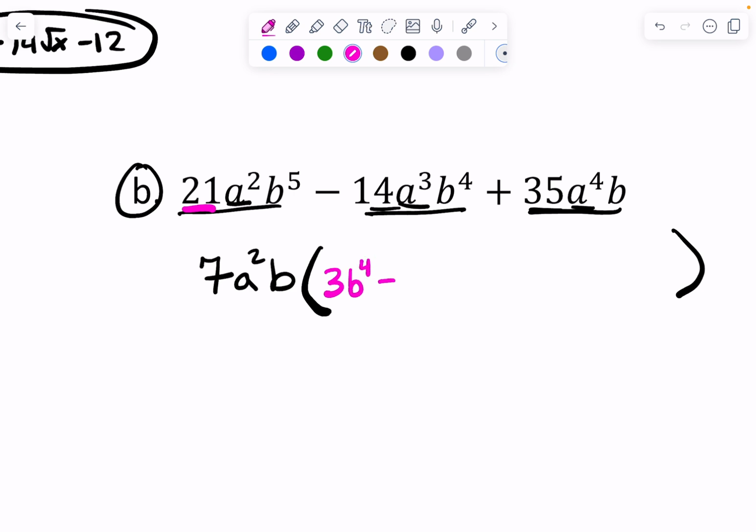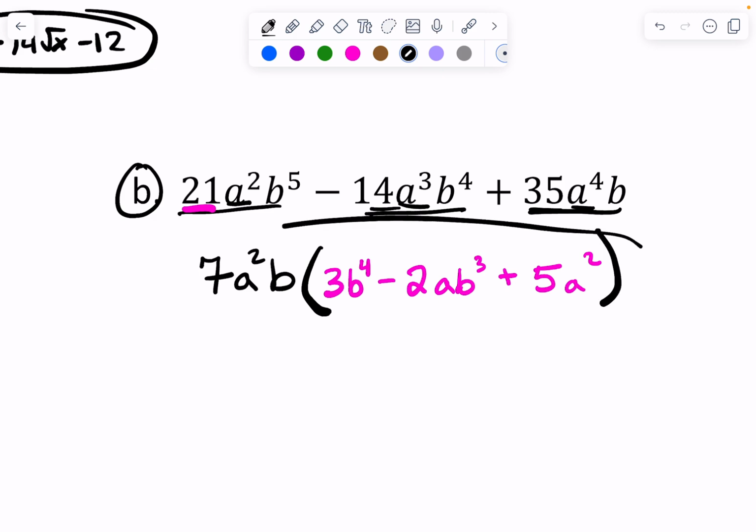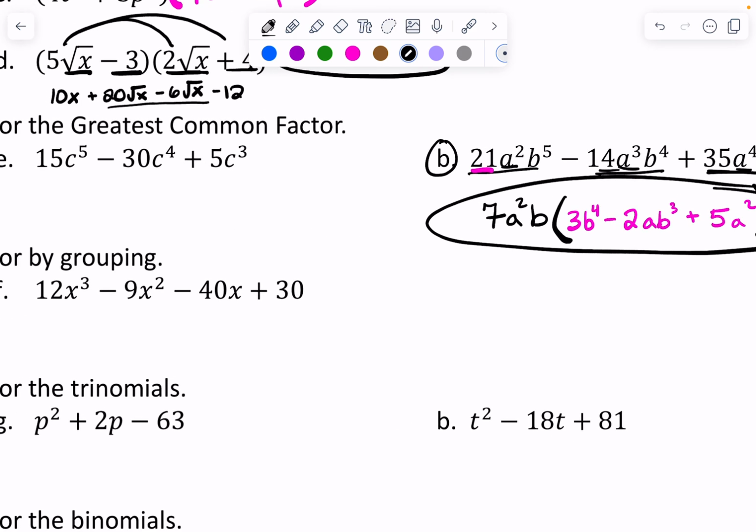Okay, minus 14 divided by 7 is 2. I've got an A and 3 B's. Then I've got 35 divided by 7 is 5. I've got 2 A's and no B's. So I need to move my little guy back over here, and there we go. That's greatest common factor. Okay.